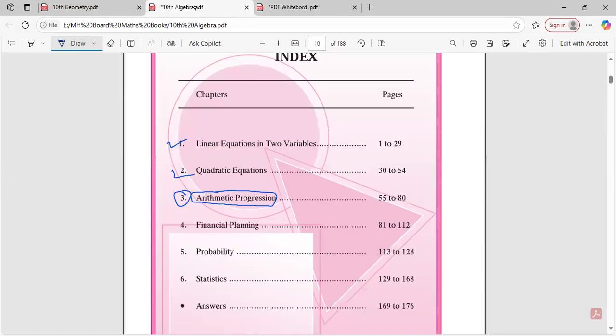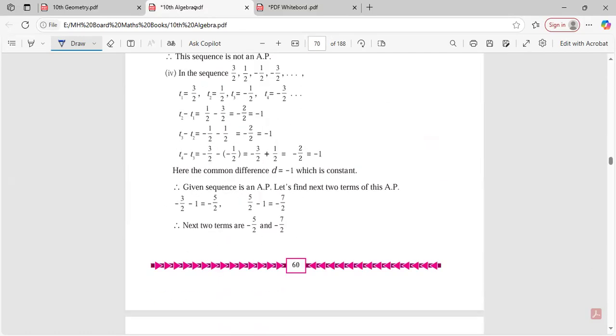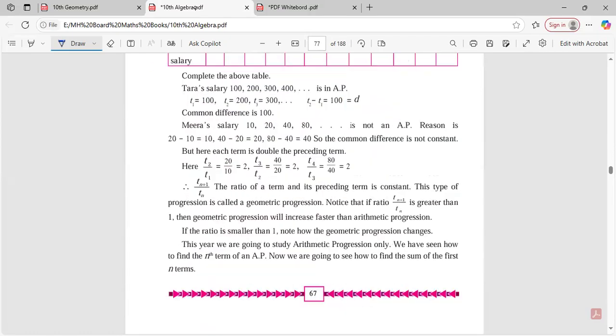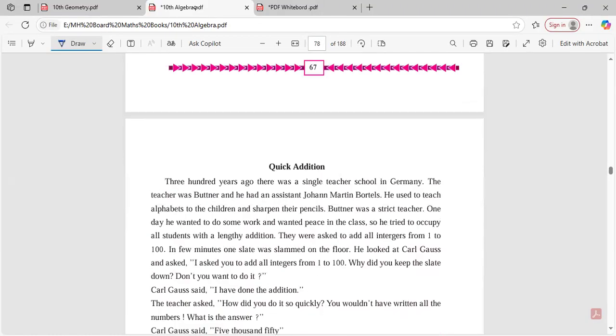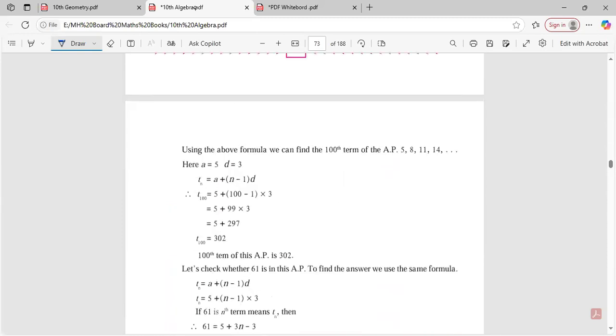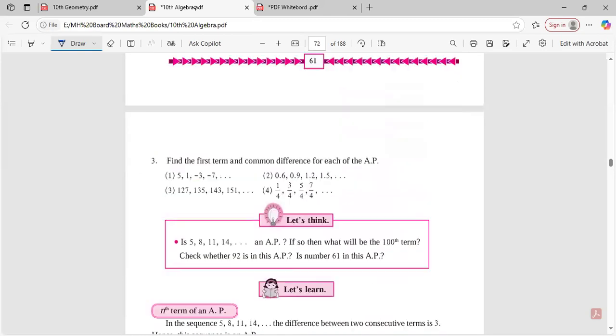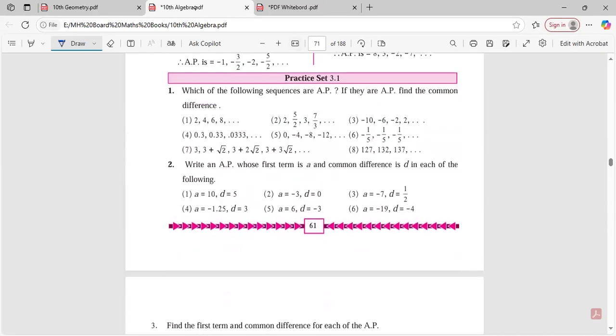Now for a given arithmetic progression, we need to identify its first term and its common difference. So let's do some work on that. How to find the first term, how to find the common difference. Here are some examples. Which of the following sequences are arithmetic progressions, and if they are, find the common difference.